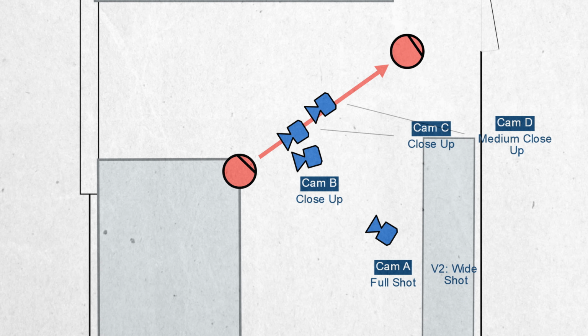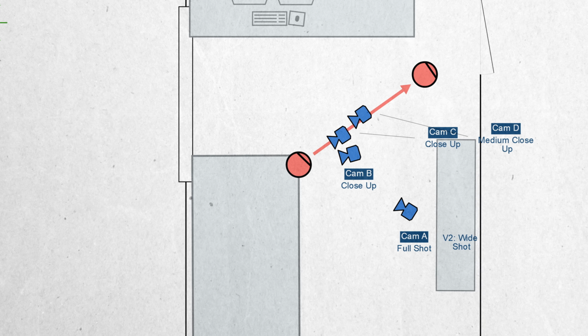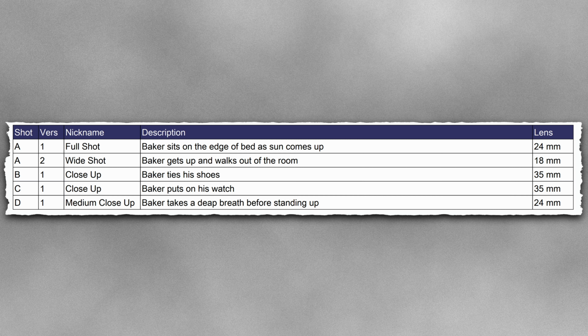Hollywood Shot Designer is a program for pre-production that allows you to plan out your set with all of your equipment, your actors, everything, and create shot lists in the same software.